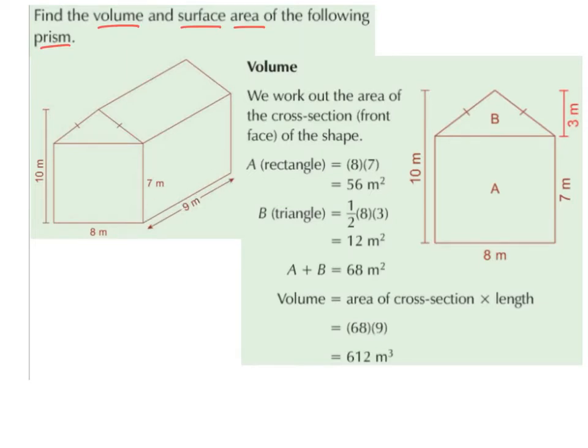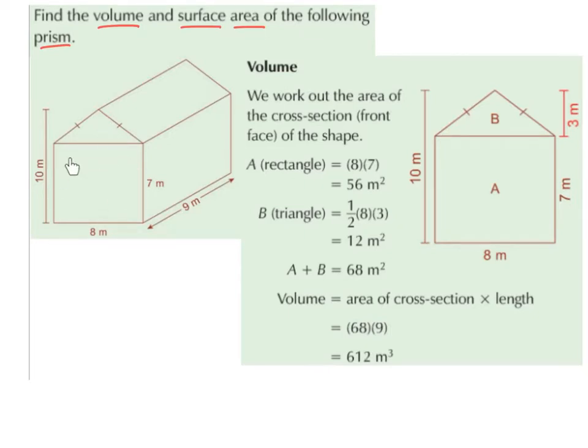So this is a prism, which means that the face at the front, the rectangle with the triangle on top, is the same cross section the entire way through the shape. If I was to slice this shape in half, or anywhere along the length of the shape, I would have the same cross section, the same face. So volume. We work out the area of the cross section, which is the front face of the shape. So we need to work out the area of the front of the shape.